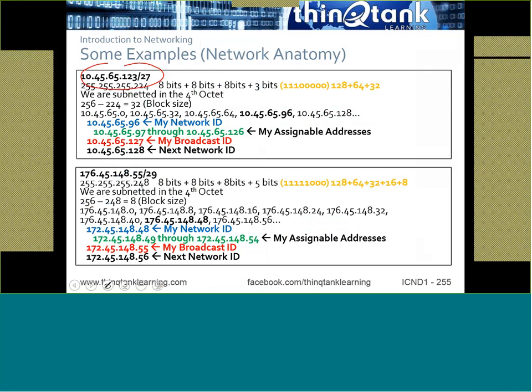10.45.65.123/27. I know 27 is a 224 in the fourth octet, so I know that I'm only concerned about 123. 224 is a block of 32, which means that my network ID is 96, because 96 plus 32 is 128, which is too much, right? This is the same step. There's my block size. These are the individual networks. I wrote them all down. Here's my network ID, here's my broadcast ID, there's my host range.